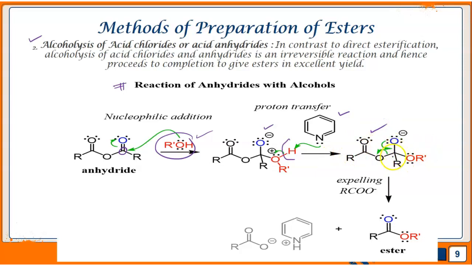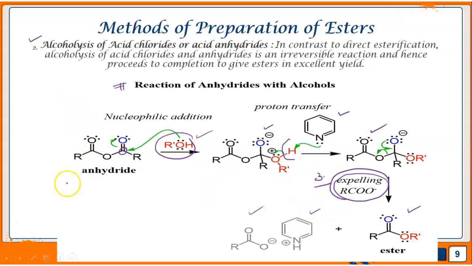Okay, now what is happening? There is the expulsion of your carboxylate anion. That is your third step. After the expulsion of your carboxylate ion, what is occurring? There is formation of your ester with the release of your carboxylate anion as well as this pyridine base. Okay, and that's all about it.